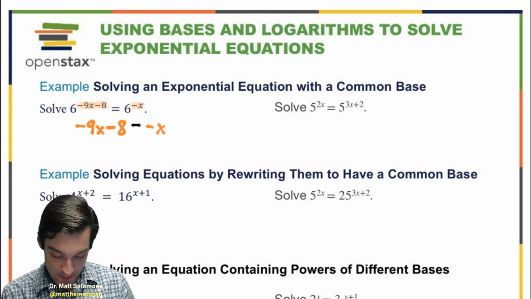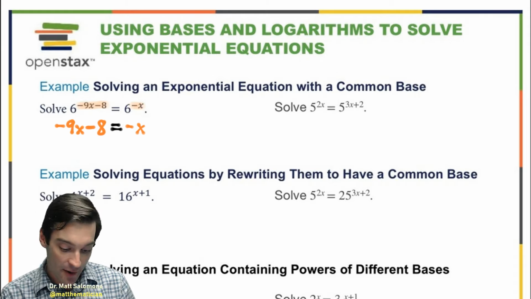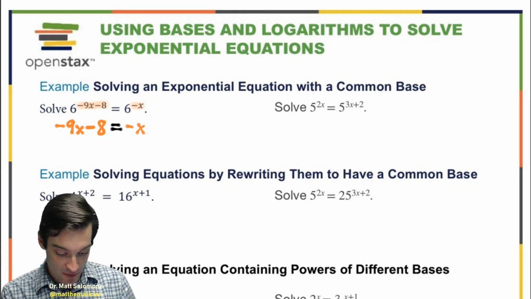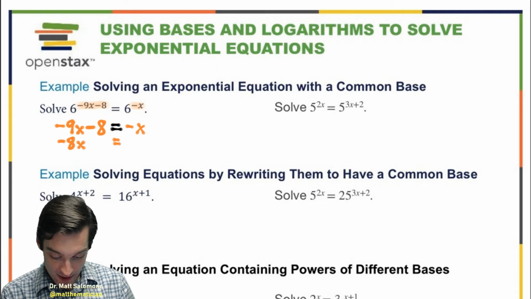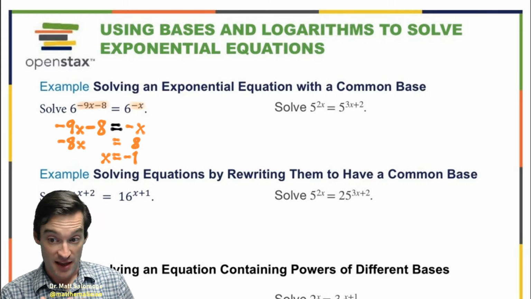And so in this example, we'll just take those 2 exponents and set those exponents equal to one another. And now I have an equation that you could have solved many years ago when you took your first algebra class, right? We can add x to both sides. We can add 8 to both sides. And then we can divide by -8 and get x equals -1. And that's all there is to it.